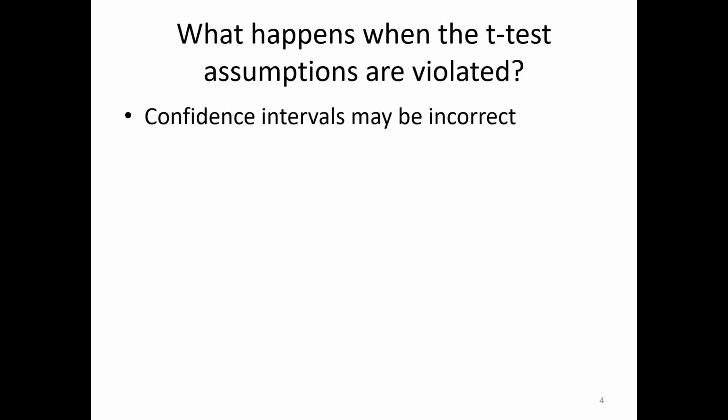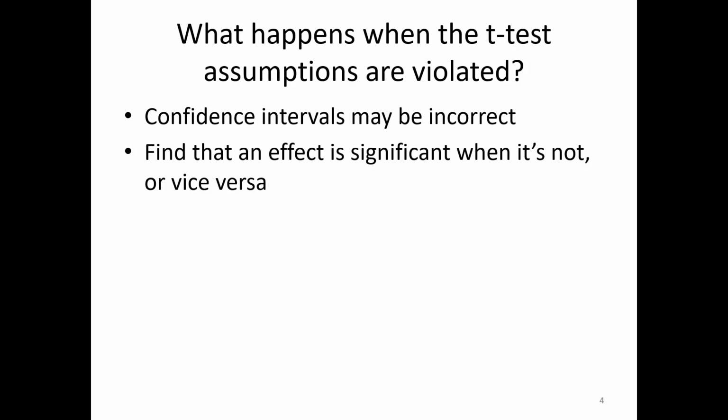So one, the confidence intervals may be incorrect. Right? We can run simulations to see, run 1,000 or more confidence intervals pulled from populations, see how many of the intervals cover the true difference in population means. And if we're not meeting the normality assumption, say if it's a 95% confidence interval, we may not be getting 95% of the confidence intervals covering the true difference in population means. So what does that mean? We may find an effect is significant when it's not, or vice versa. It's problematic. We may report erroneous results.